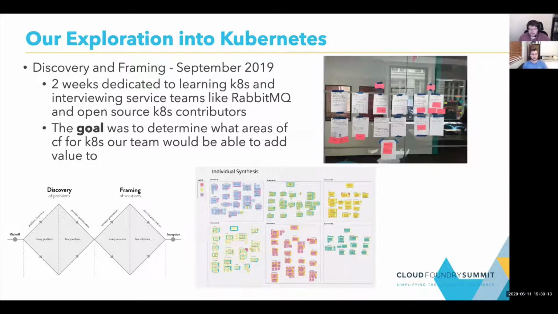We talked to different service teams like RabbitMQ, some of the open source contributors to Kubernetes itself, and just tried to get a general idea of what areas we could add value to our CF for k8s offering, given that we know a good amount about credential management and storage and creation for things in Cloud Foundry itself. We figured we should figure out where we can add value to CF for k8s in a Kubernetes-based world.